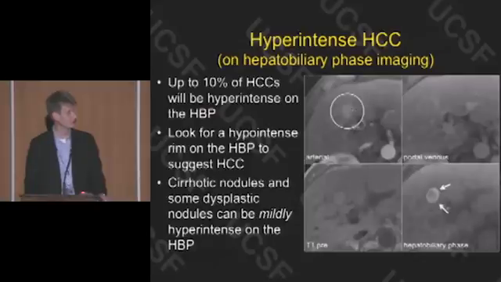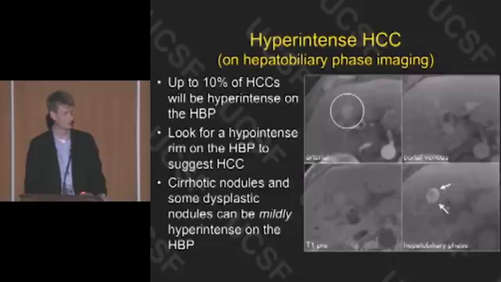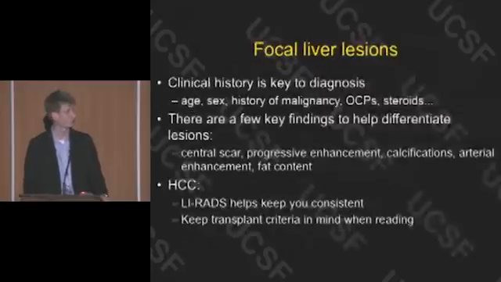Here's a hyperintense HCC. You can see here on the arterial it's hyperenhancing, it's T1 pre-bright, and then on the hepatobiliary phase it collects contrast and becomes very bright, but has a classic hypointense rim surrounding the hyperintense nodule.